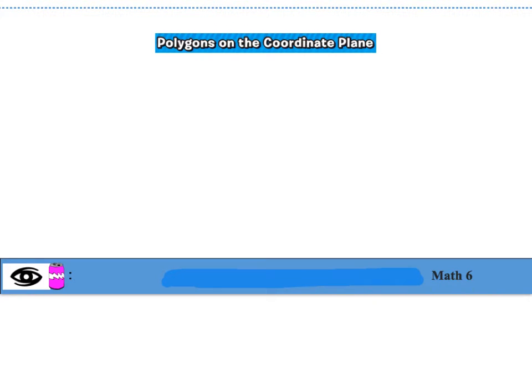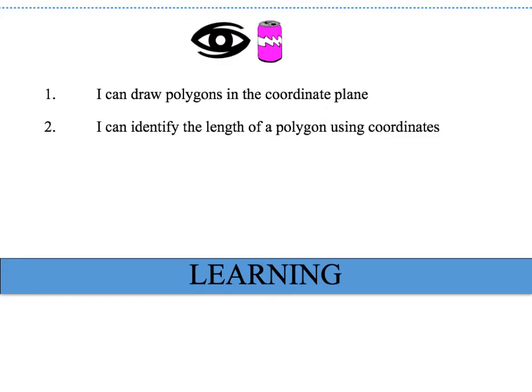Welcome to this lesson on polygons on the coordinate plane. Please make sure you have these notes in front of you so we can begin our lesson. This lesson has two learning objectives. The first one says I can draw polygons in the coordinate plane, and the second one says I can identify the length of a polygon using coordinates.